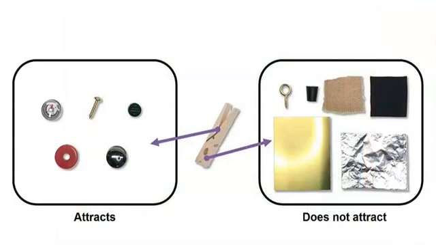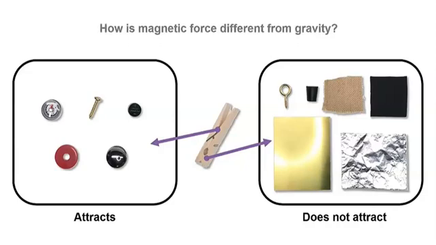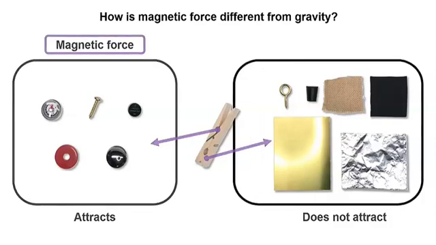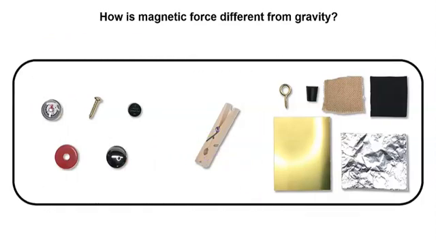But wait, earlier in this lesson, we talked about how gravity and magnetic force are similar because they can both exert a force on an object without touching that object. I wonder, how is magnetic force different from gravity? What did we learn in our investigations that can help us answer this question? At the magnetic object station, we saw that magnetic force affects some objects but not others, while gravity is exerted on all objects on Earth.